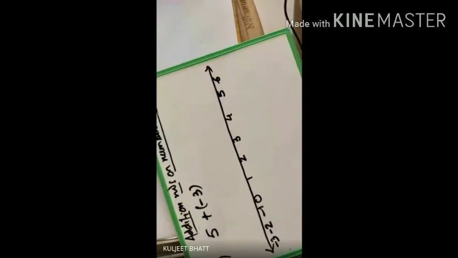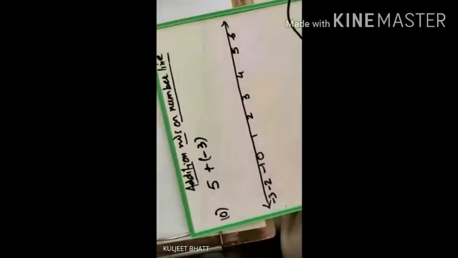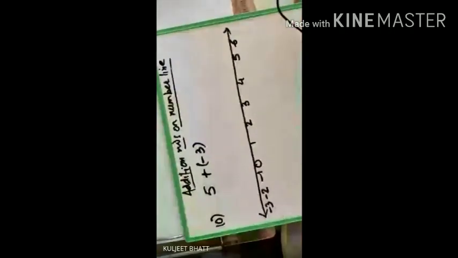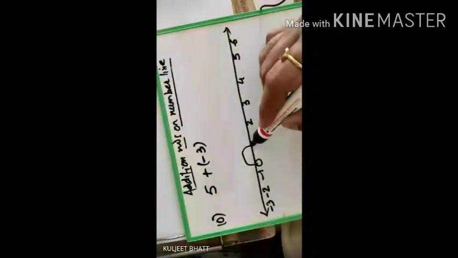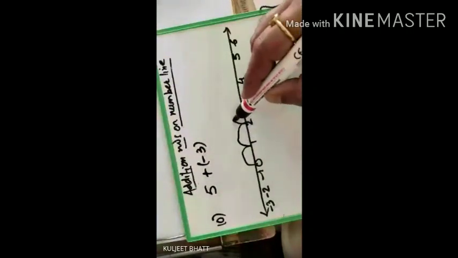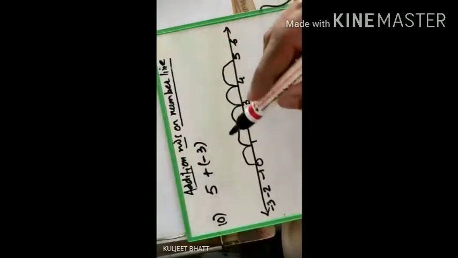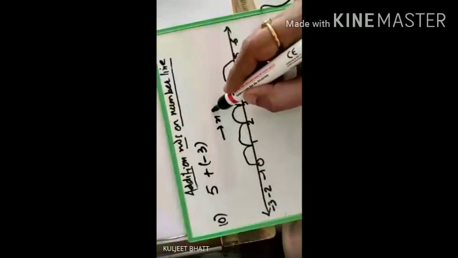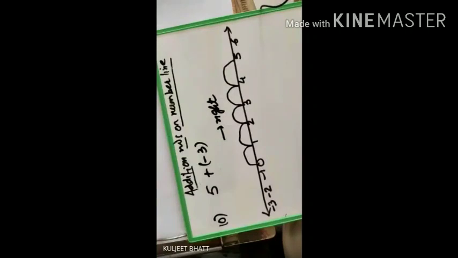Now as usual, have a look as I'm doing it. First number is positive, so I will jump 5 steps from 0. First jump, second jump, third jump, fourth jump, and the fifth jump. Because it is +5, I move towards the right. And I have got +5.